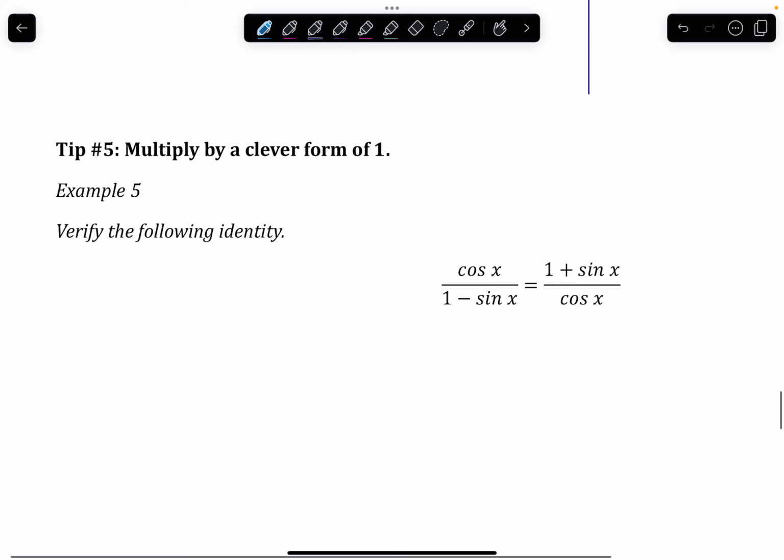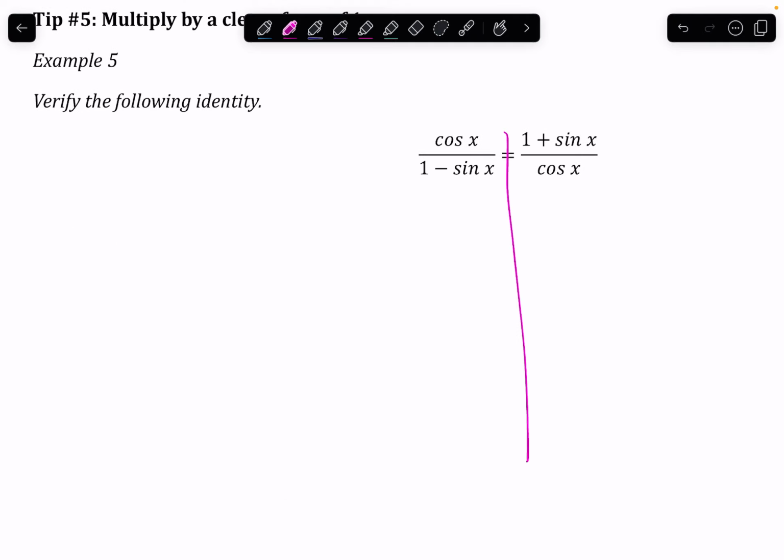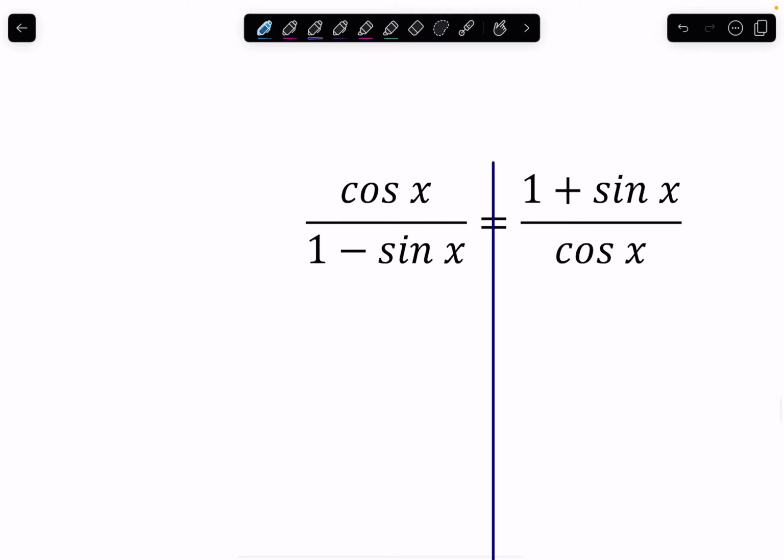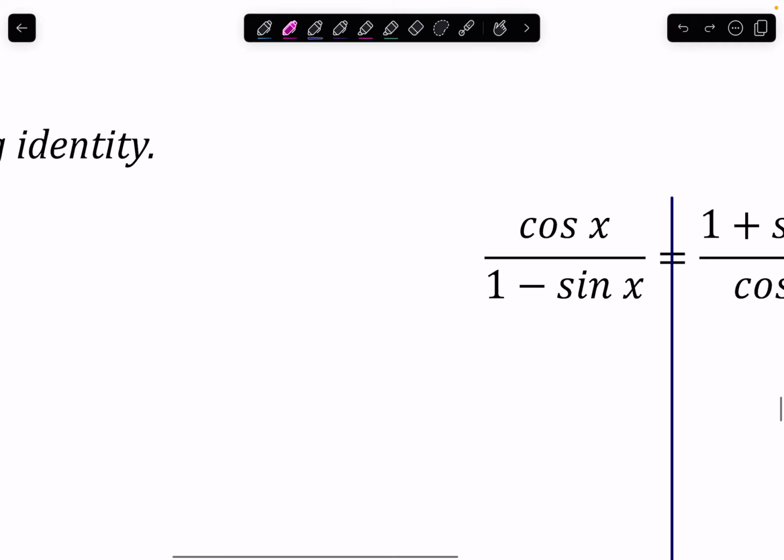All right, example 5, multiply by a clever form of 1. So sometimes that's a little bit hard to see. So if I'm looking at this proof or this verification, whichever you prefer to call it, I tend to call it prove it. The book likes the word verify. So clever form of 1, if I'm looking at this, red flag, I see this 1 plus sine in the numerator on the right side. So I'm going to force it into the numerator on the left side by multiplying by it immediately.